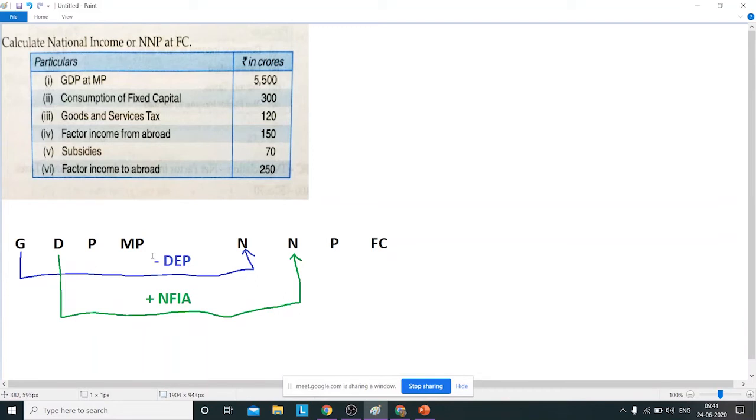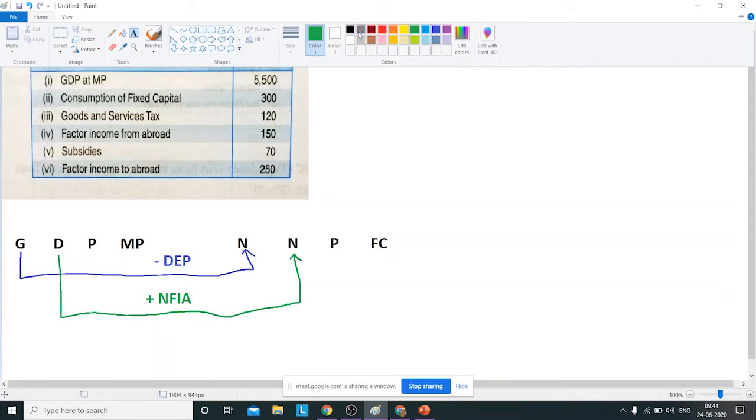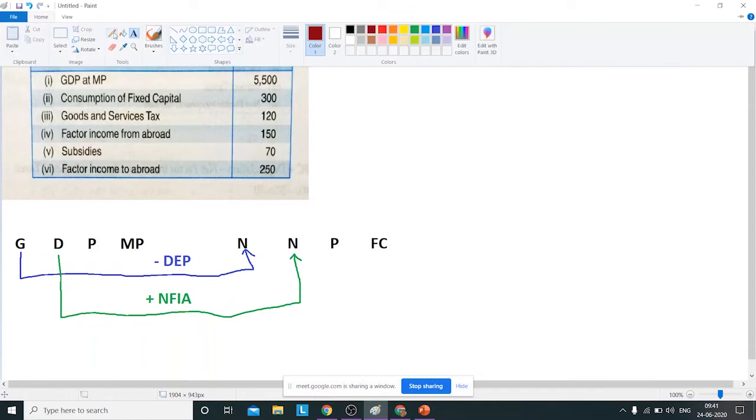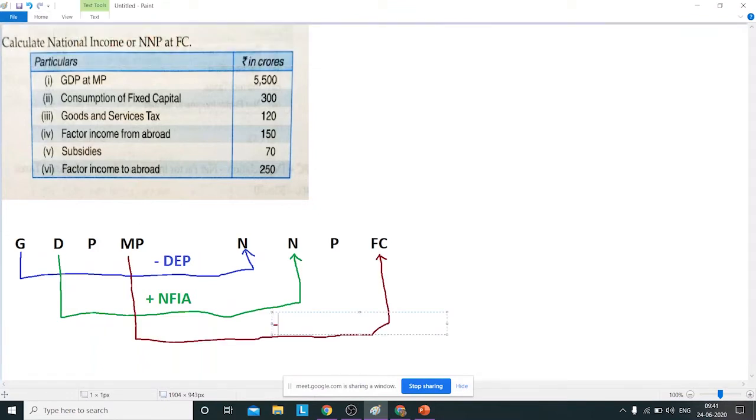Okay. So this adding and subtraction, by practice you will get to know. Nothing to worry. What you have to be very clear about is that depreciation is the difference between gross and net. Then NFIA is the difference between domestic and national. Other things you will learn by practice. Okay. So next term is market price and factor cost. So I have to subtract NIT. Okay. Now I have the formula with me. Correct. So I will write down the formula here.